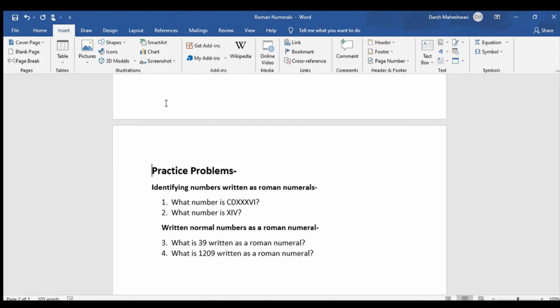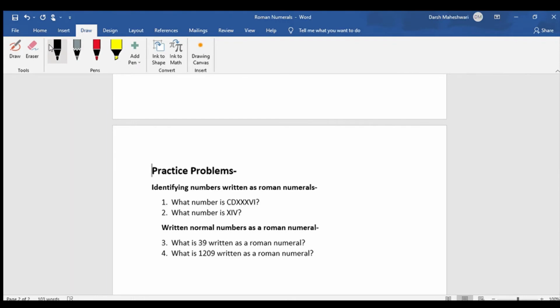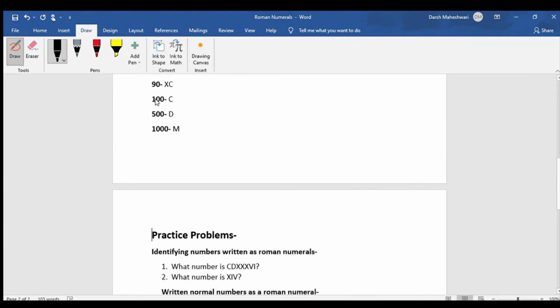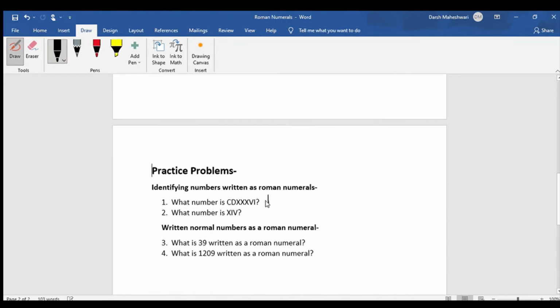So what number is CDXXXVI? What number is this? Okay, C, let's go back, is 100, so we know it would be 100. Then we have a D, so it'd be 100 and then 500, right? But remember, when it's in front, that just means you subtract them, and you would get 400, right?